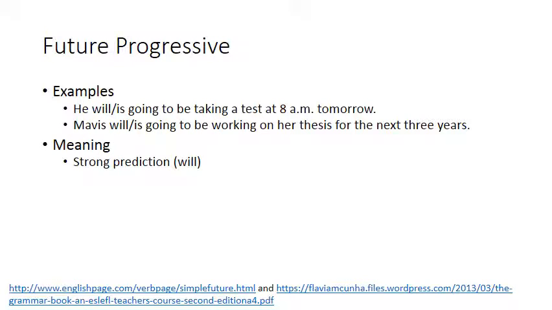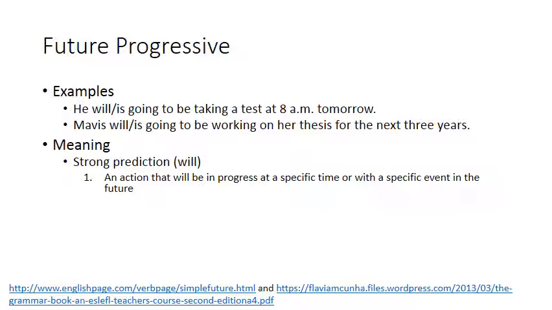So the meaning of this, again with will, whenever we have will, we tend to mean a strong prediction. So in this case, in the first one, he will be taking a test at 8 a.m. tomorrow, means that this is an action that will be in progress at a specific time. So at 8 a.m. tomorrow, he will be taking a test. So again, this is like the simple past tense where you have a specific point in time and the event began before that specific point in time and will end after that specific point in time. And we could also say it's with a specific event.